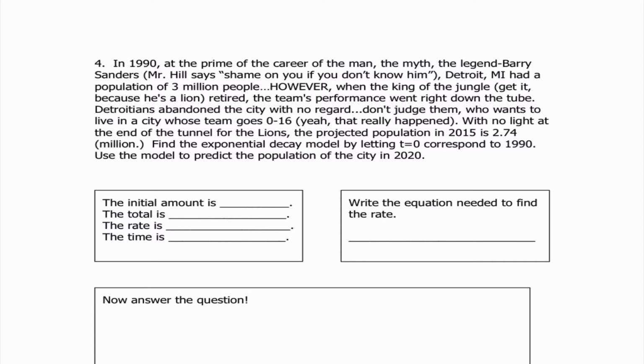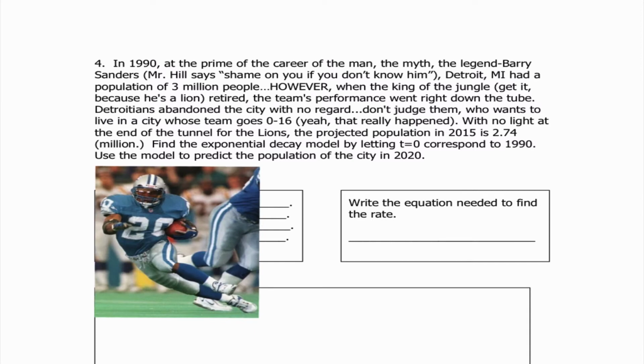In 1990, at the prime of the career of the man, the myth, the legend, Barry Sanders, if you guys remember Mr. Hill, he wrote this, and he says, shame on you if you don't know who that is. And there he is for us. Detroit, Michigan had a population of 3 million people. However, when the king of the jungle, get it because he's a lion, retired, the team's performance went right down the tube. Detroitians abandoned the city with no regard. Don't judge them. Who wants to live in a city whose team goes 0-16?